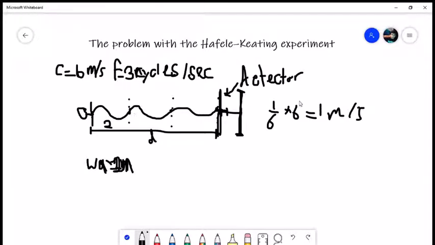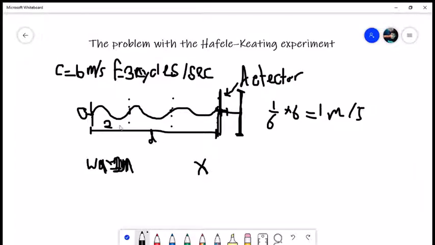So the difference between the distances is this 6 meters. That means this point would have moved 6 meters more than the detector, which means it will reach the detector. So if the distance this point traveled is x meters, then the distance that the detector travels would be 1 over 6 of this distance, because the detector moves at 1 over 6 of the speed.